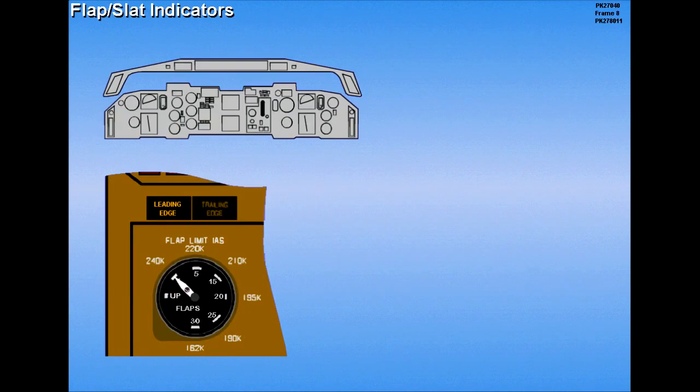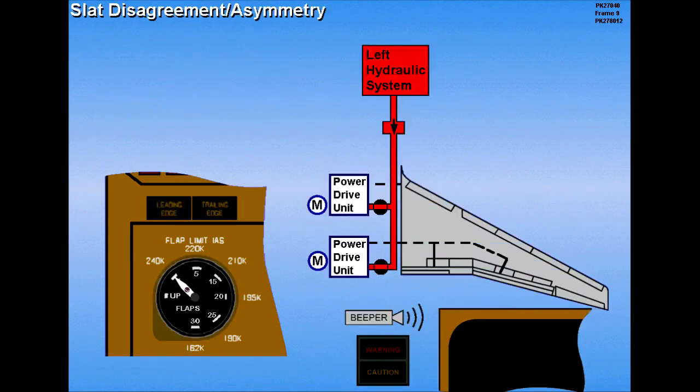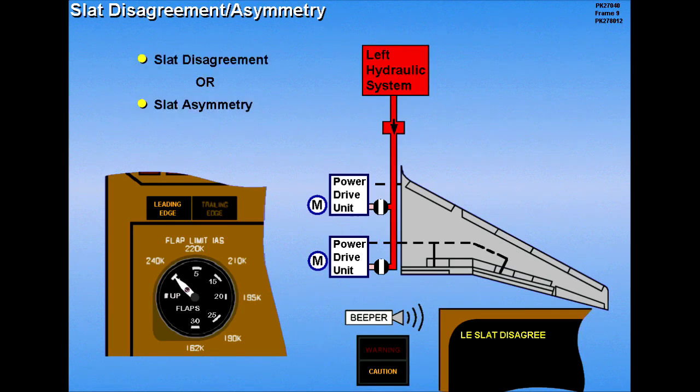Amber leading edge lights, trailing edge lights, and flap position indicator are located on the center panel. The leading edge light illuminates, accompanied by the associated caution alerts, indicating either a slat disagreement or a slat asymmetry condition. Either condition automatically shuts off hydraulic power to the power drive unit.